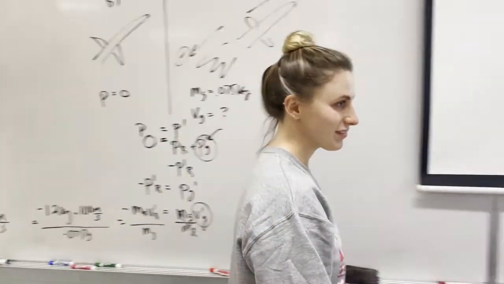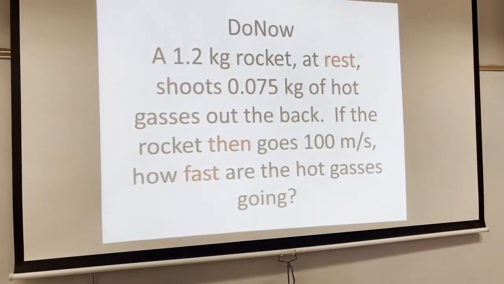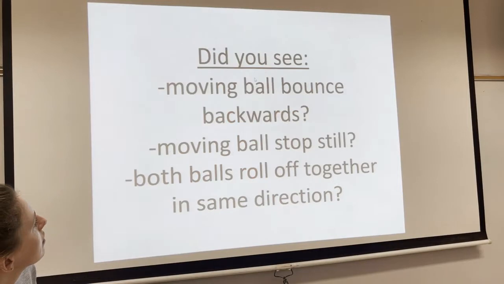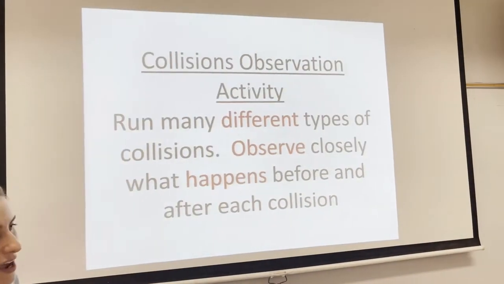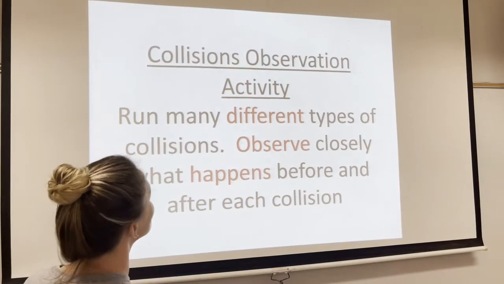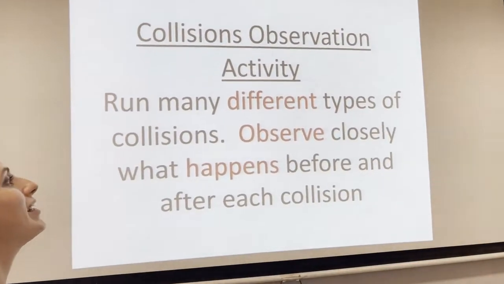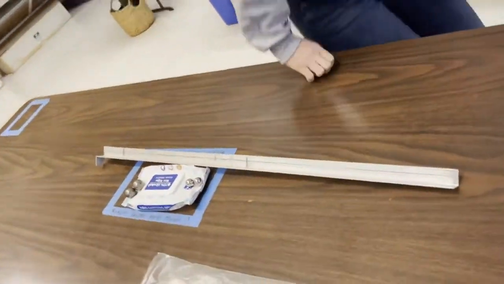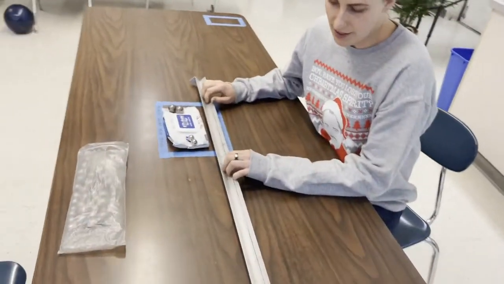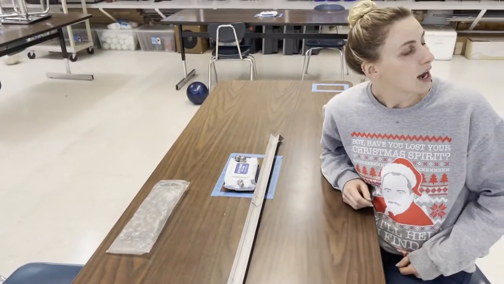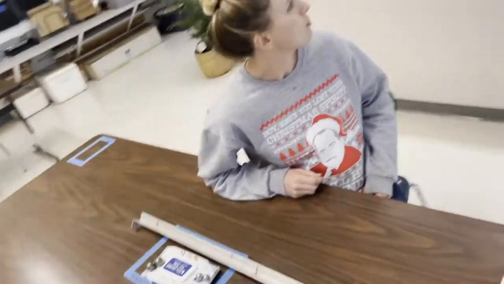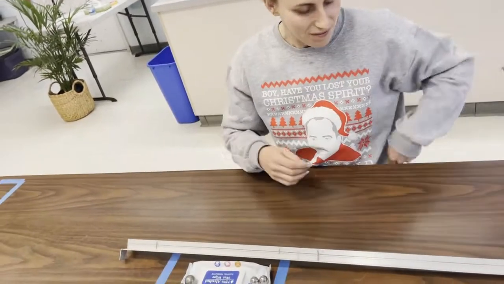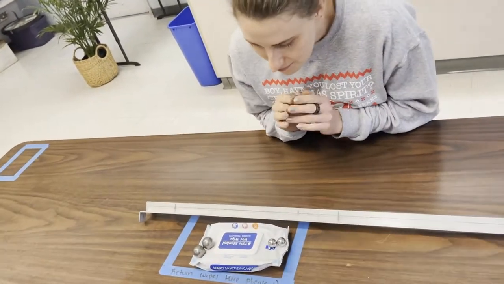Okay, collision observation activity. Run many different types of collisions. What are we talking about? We're going to be running many types of collisions using this ramp. And I want you guys to observe closely what happens before and after each collision. If you were in the classroom, you'd be doing this yourself, playing with this stuff yourself. But let's use a big ball bearing.